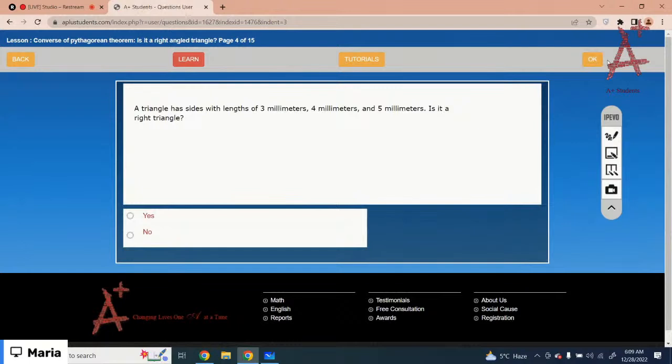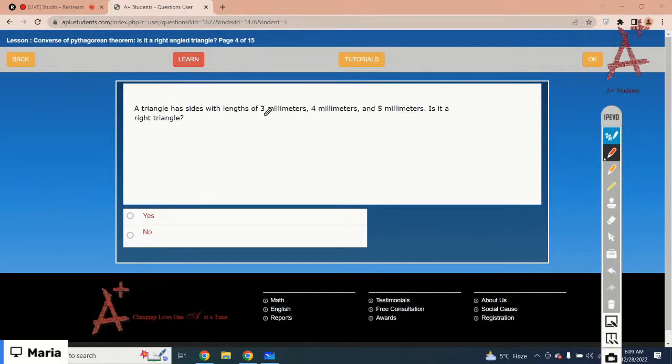Okay, the next one is a triangle has the side lengths of 3 millimeter, 4 millimeter, and 5 millimeter. Is it a right angle triangle? 3, 4, and 5. So 5 square equals 3 square plus 4 square.